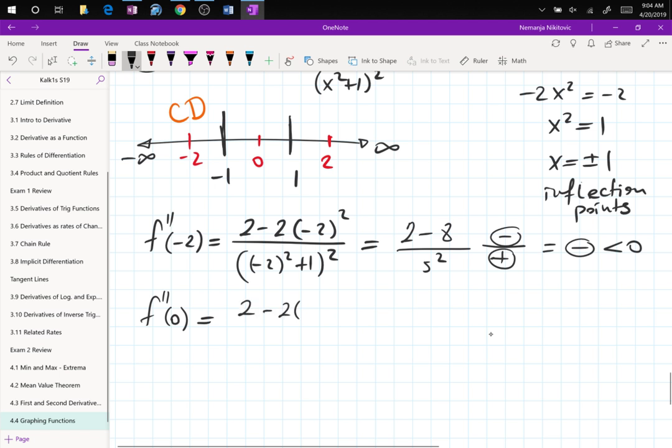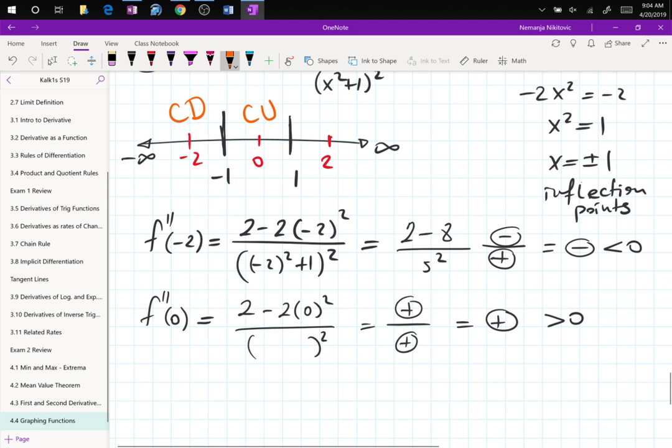So we have now, and I'm not even going to write, this is just squared. So I have a positive divided by a positive, which is equal to a positive, which is larger than 0. So we have concave up.